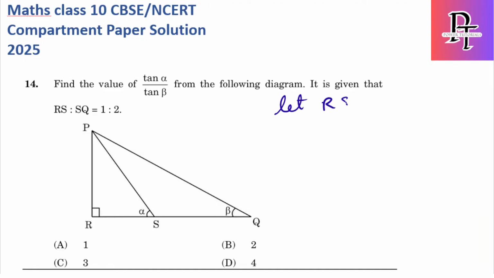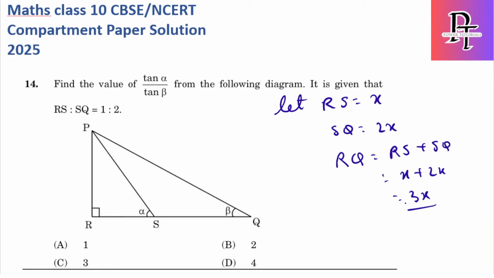So let RS be equal to x, then SQ becomes 2 into x, so this is 2x. If I ask you what is the RQ value, RQ is nothing but RS plus SQ, so this becomes x plus 2x, which is 3x. Why I have written all three, you'll get to know when you're solving this question. So what is tan alpha?